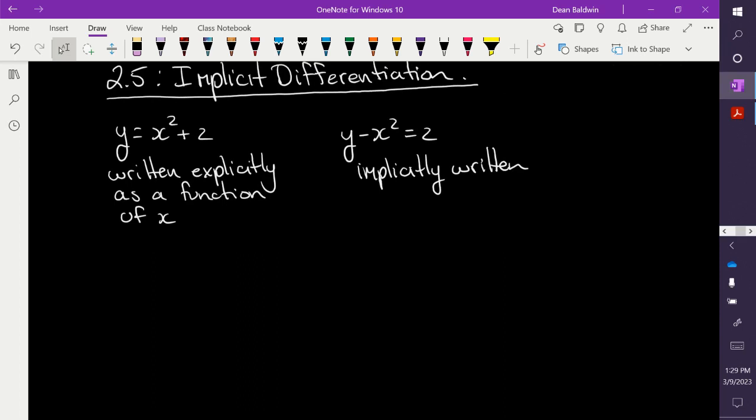Because not everything can be. Up to this point, we've only derived functions. Now we're going to enter the realm of relations, which look like this. So not all relations.